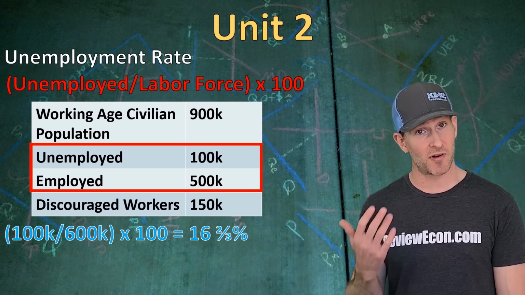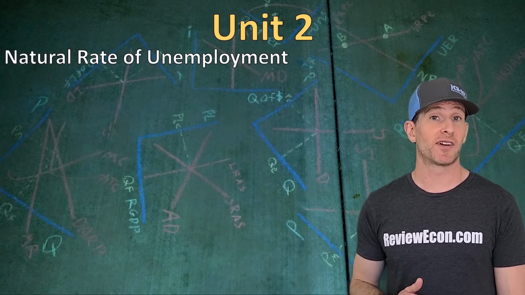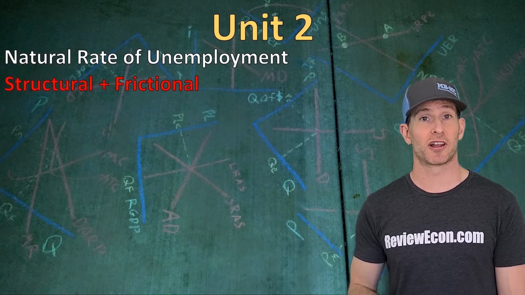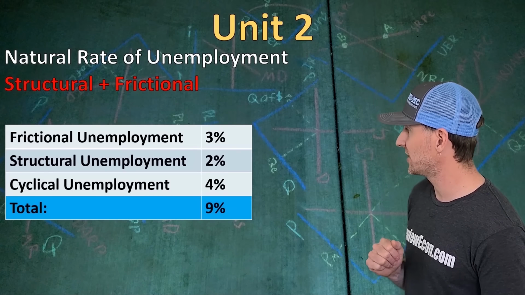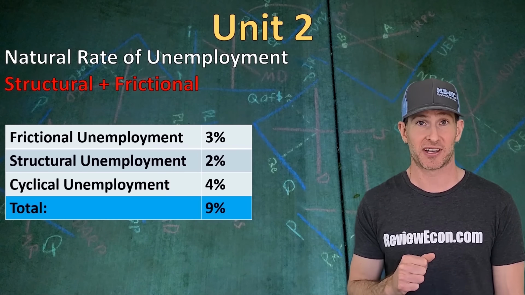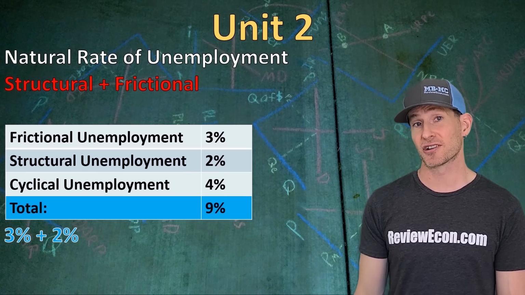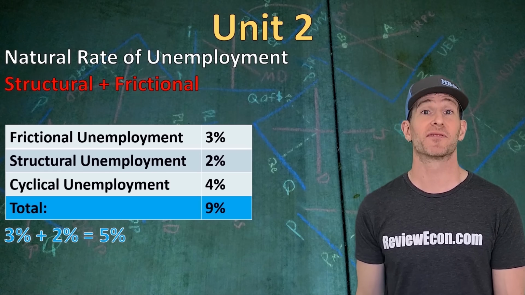Discouraged workers are people who are able to work and willing to work, but they have not been looking for work. The natural rate of unemployment is an unemployment rate that is important in macroeconomics. That's structural unemployment added to frictional unemployment. Here we have a table, and let's see if we can figure out the natural rate of unemployment for this economy. Add that 3% frictional unemployment to the 2% structural unemployment, and that gives us 5% for the natural rate of unemployment for this economy.